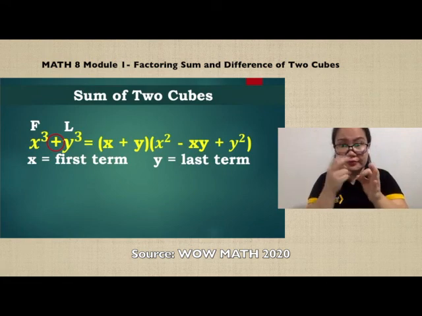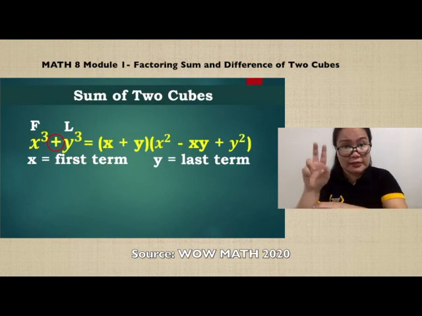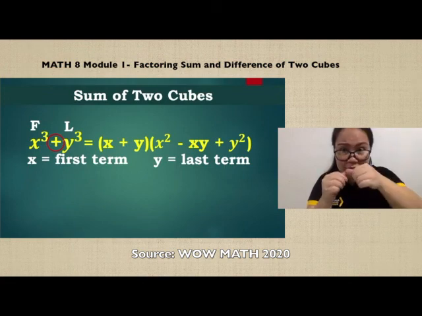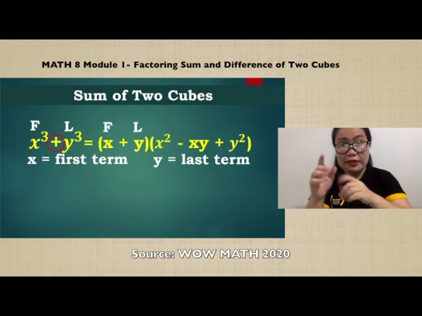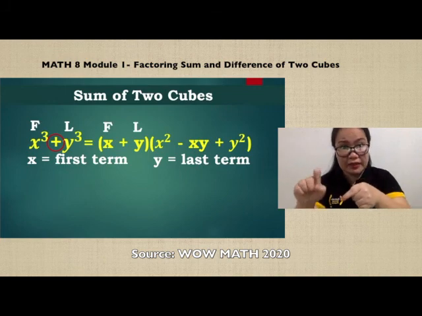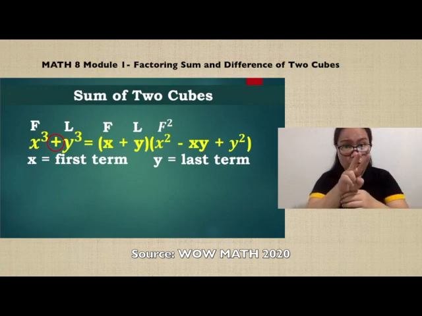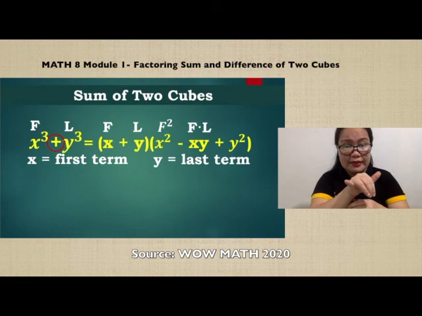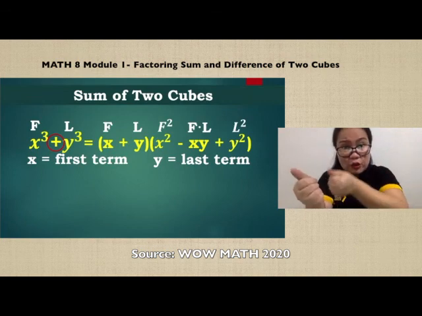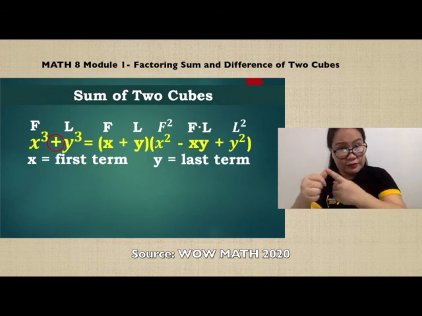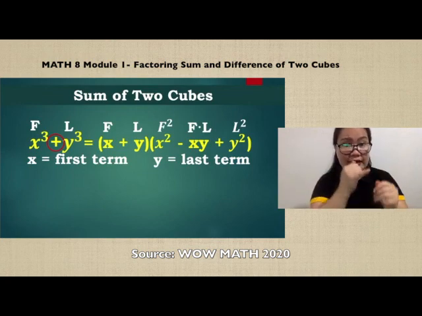Pag nakita nyo na ang given ay x cube plus y cube, ang factored form niya ay itong product of x plus y, which is your first term plus last term, and then x squared, o i-square natin yung first term natin, minus the product of first term and last term, plus the square of your last term. So, ito lang ang susundan. Again, x refers to your first term, y refers to your last term.